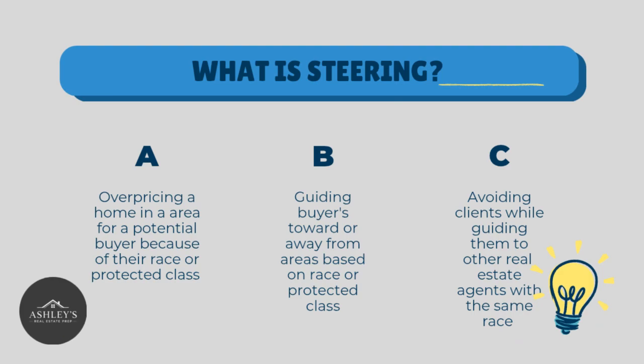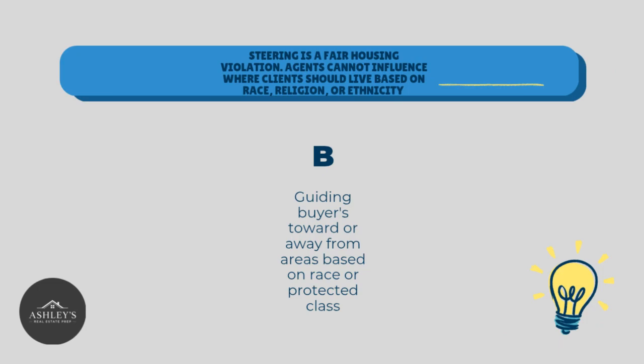What is steering? A. Overpricing a home in an area for a potential buyer because of their race or protected class. B. Guiding buyers toward or away from areas based on race or protected class. C. Or avoiding clients while guiding them to other real estate agents with the same race. The answer is B, guiding buyers toward or away from areas based on race or protected class. Steering is a fair housing violation. Agents cannot influence where clients should live based on race, religion, or ethnicity.